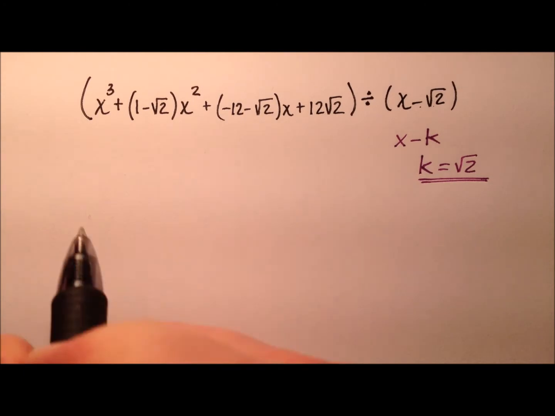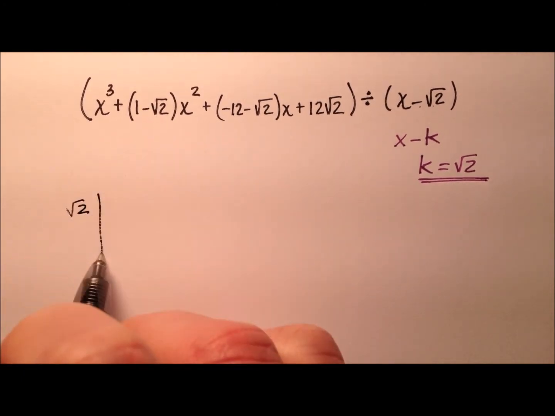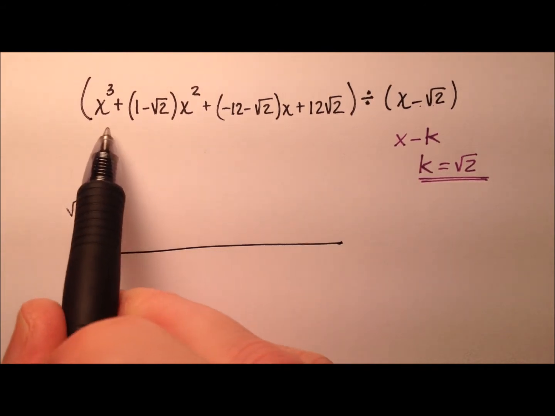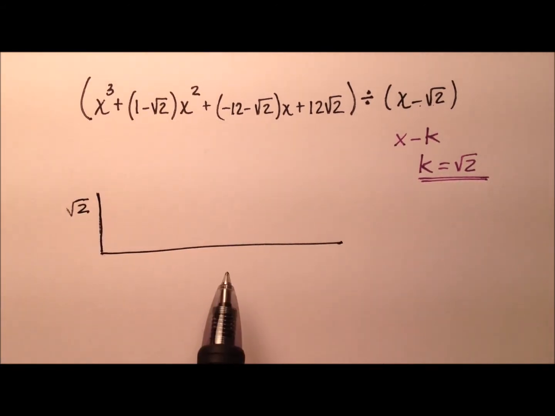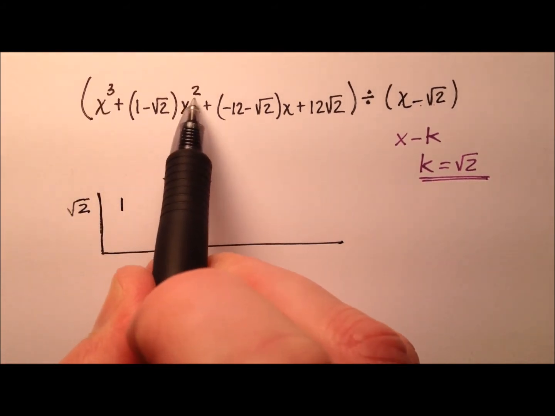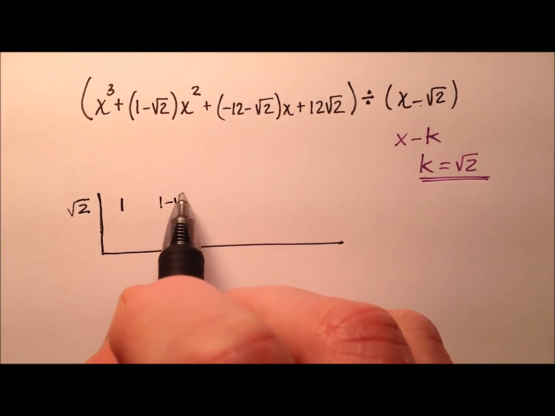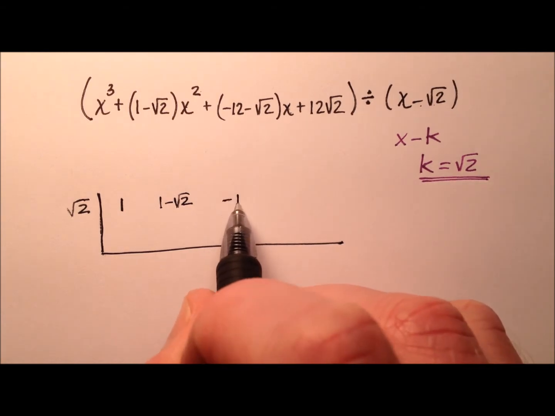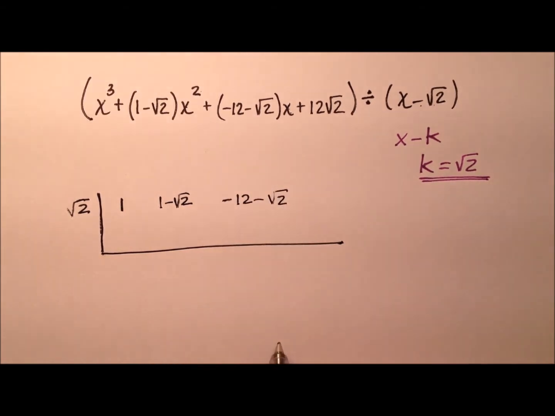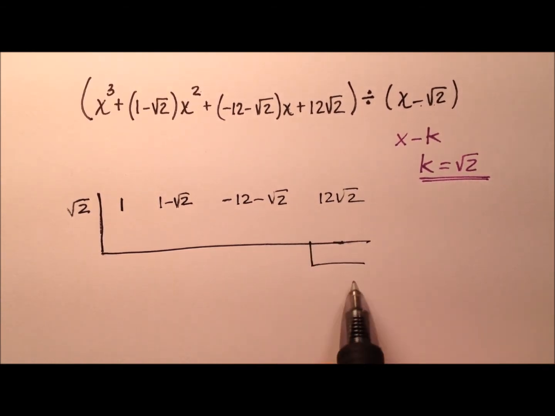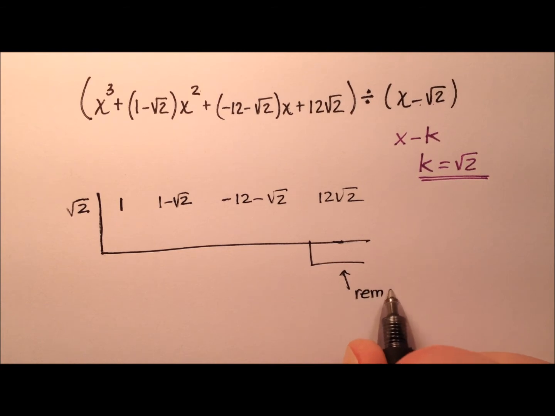So I'm going to go ahead and put that value out front for my synthetic division, and draw my box here for my algorithm. Then let's put all the coefficients in their place and make the columns. The x cubed has a coefficient of 1. My x squared has a coefficient of 1 minus the square root of 2. My linear term, this x, has a coefficient of negative 12 minus the square root of 2. And finally, my constant is 12 times the square root of 2. I'll put my little box down here for my remainder, just in case there is one.